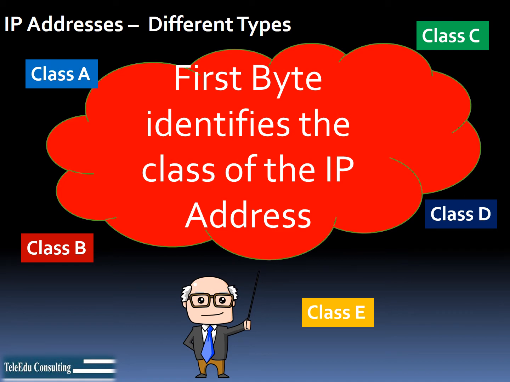There are 5 classes of IP addresses from class A to class E. The first byte of the IP address decides the class of the IP address. I hope you remember that there are 4 bytes in IP address. The details are shared in the next slide.